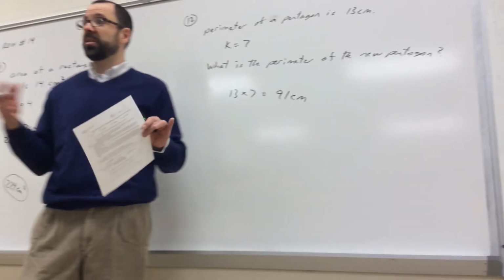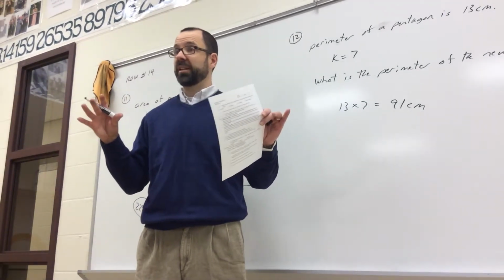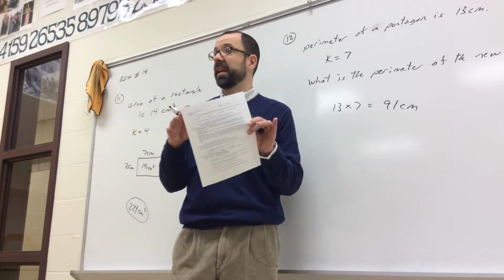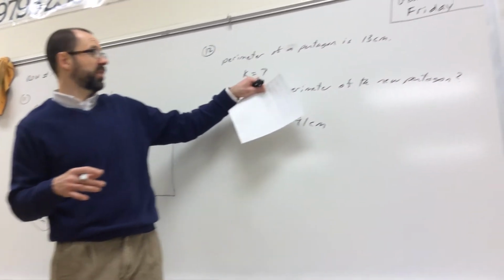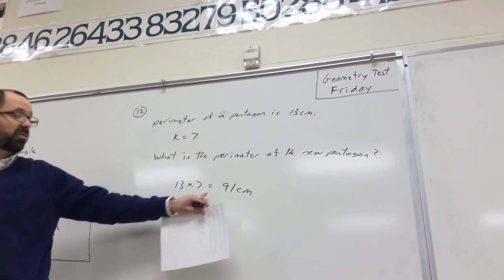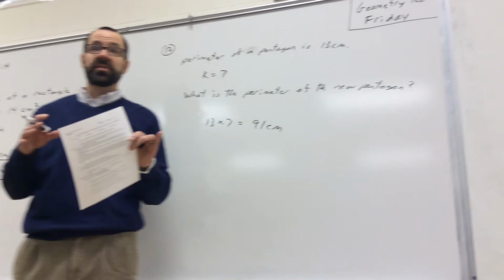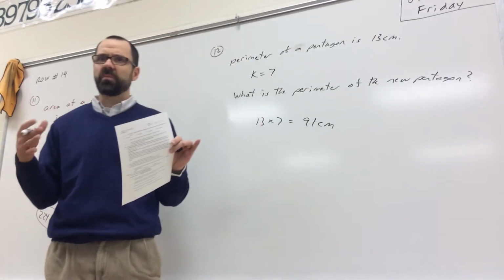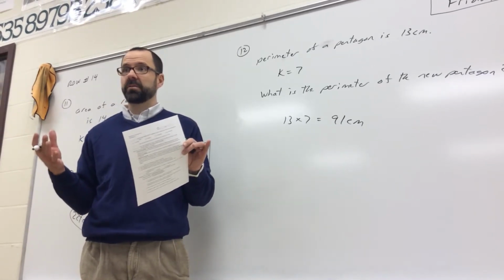Okay, so the concept on these two problems is if you enlarge the figure, if you dilate a figure by a scale factor, then the perimeter is going to get enlarged by that same scale factor. So here, everything was enlarged by 7, so the perimeter was 7 times bigger. But the area is going to be k squared bigger. So if this question said how big is the area going to be, you'd have to multiply by 49.